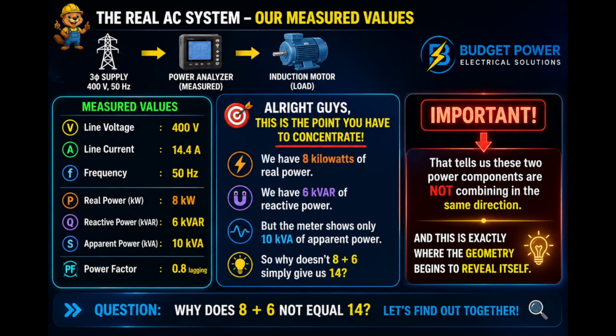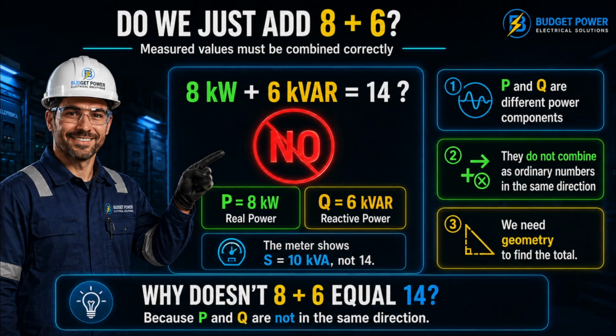Alright guys, this is the point where I really want you to concentrate, because this is where the whole idea starts to make sense. We have 8 kilowatts of real power, 6 kVAR of reactive power, but only 10 kVA of apparent power. So why does 8 plus 6 not simply give us 14? That tells us these two power components are not combining in the same direction. And this is exactly where the geometry begins to reveal itself.